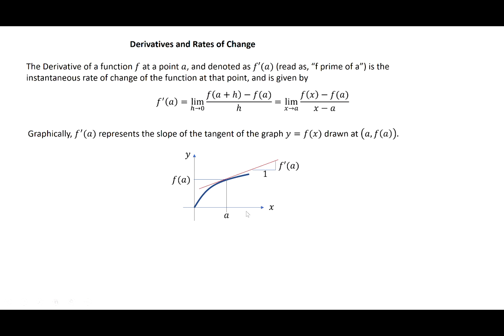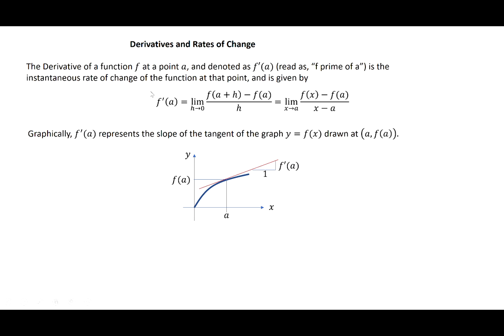And as I've shown here, if we draw a tangent line at a, f of a, and look at the slope of that tangent line, that slope is f prime of a. That's the derivative, is the point I made. Okay, now let's get to some problems.